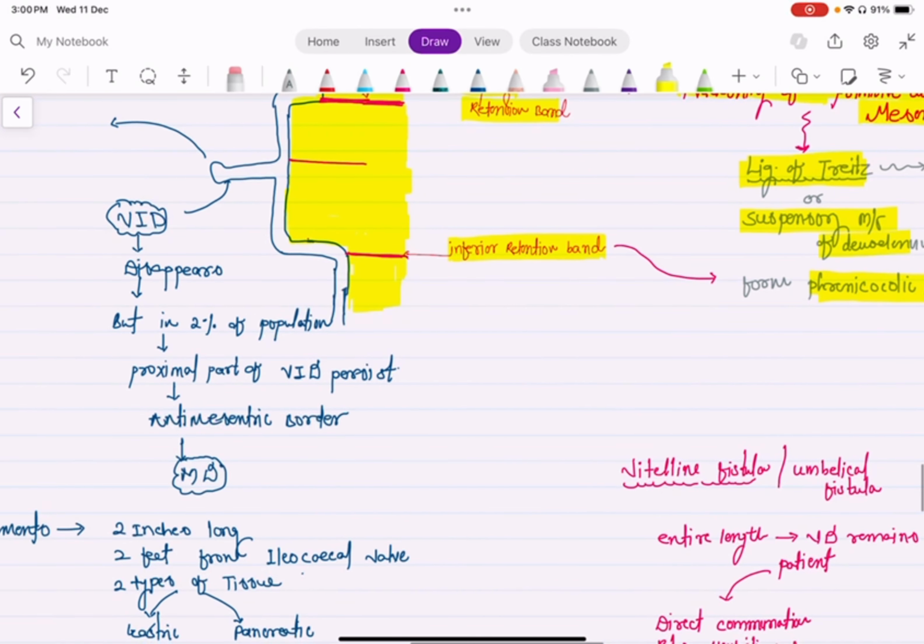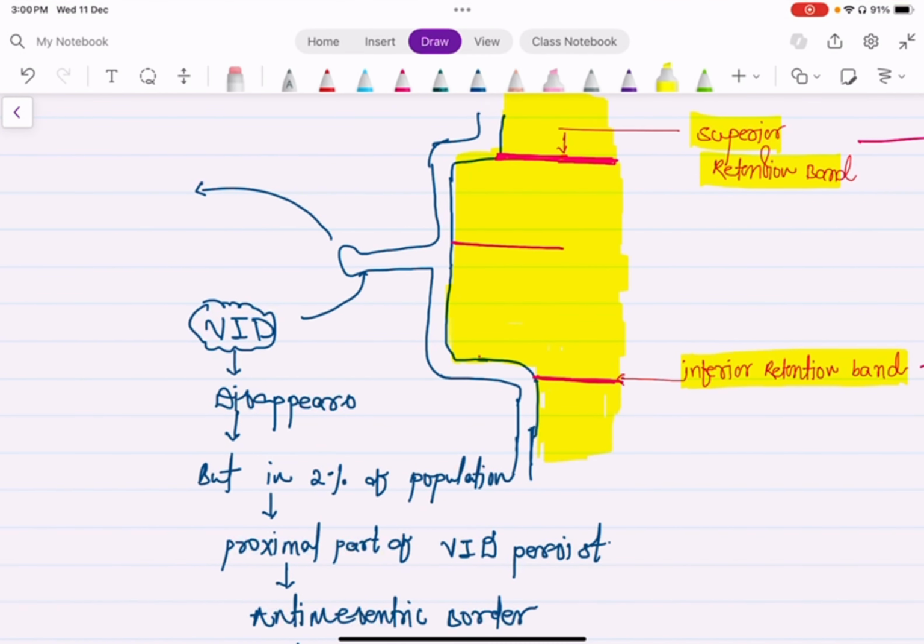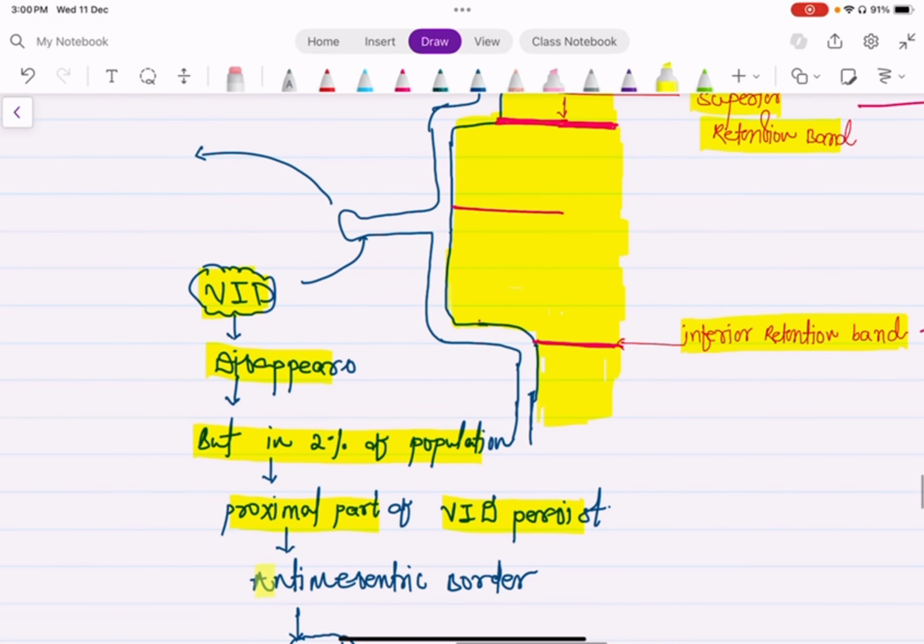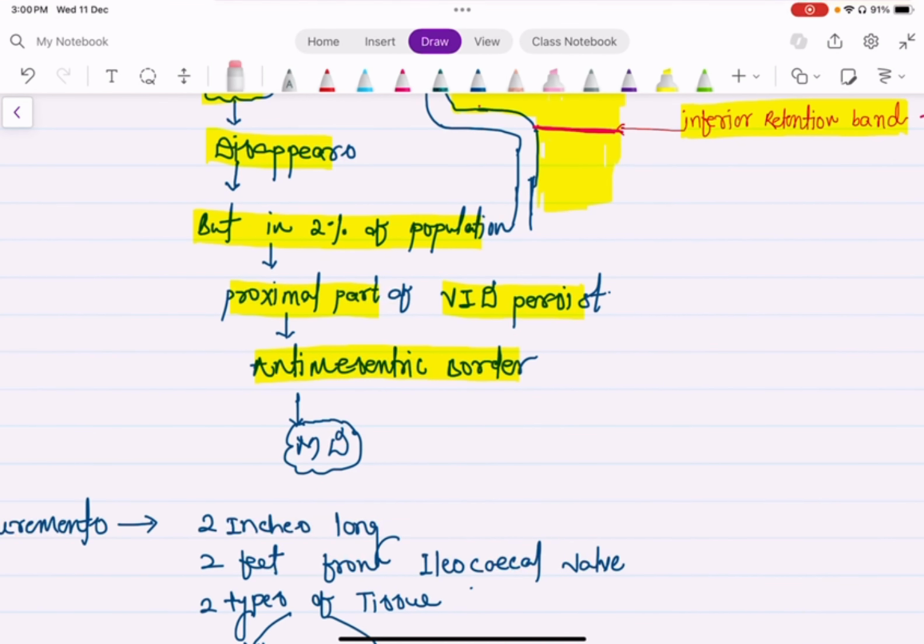Now, the extension of the midgut into the extra embryonic cavity is known as the vitellointestinal duct, which should disappear. But in 2% of the population the proximal part of the vitellointestinal duct persists on the anti-mesenteric border, opposite to the mesentery. Suppose this is the mesentery, and opposite to this is the anti-mesenteric border. It is called Meckel's diverticulum.